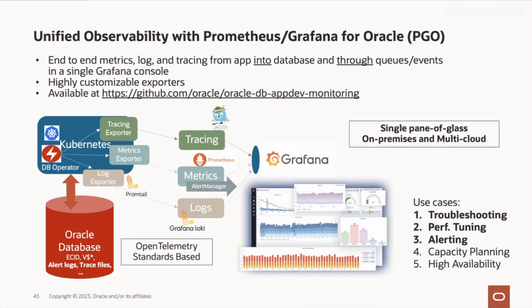Grafana's strength is the ability to analyze and correlate metrics, logs, and traces within a single pane of glass, which eliminates the need for tedious tasks like matching timestamps from different consoles. The ability to achieve observability across the application tier through the database provides developers with a complete end-to-end perspective of their microservice application architectures.